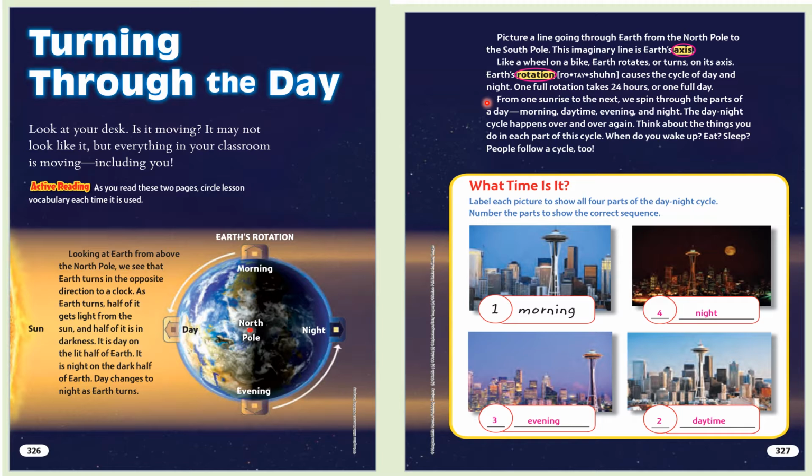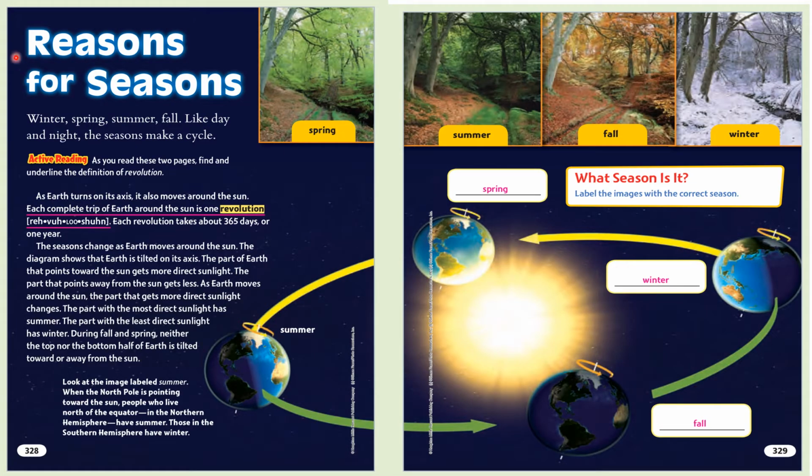Think about the things you do in each part of this cycle. When do you wake up, eat, sleep? People follow a cycle too. What time is it? Label each picture to show all 4 parts of the day-night cycle. Number the parts to show the correct sequence. 1. Morning.